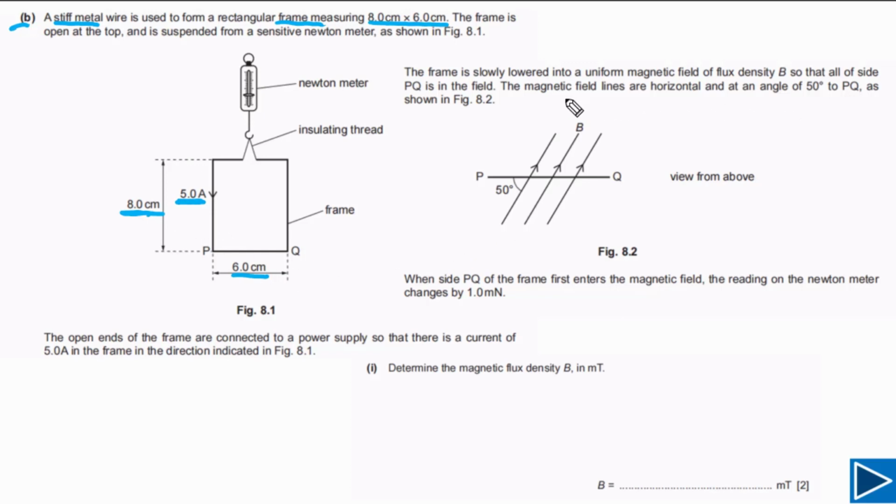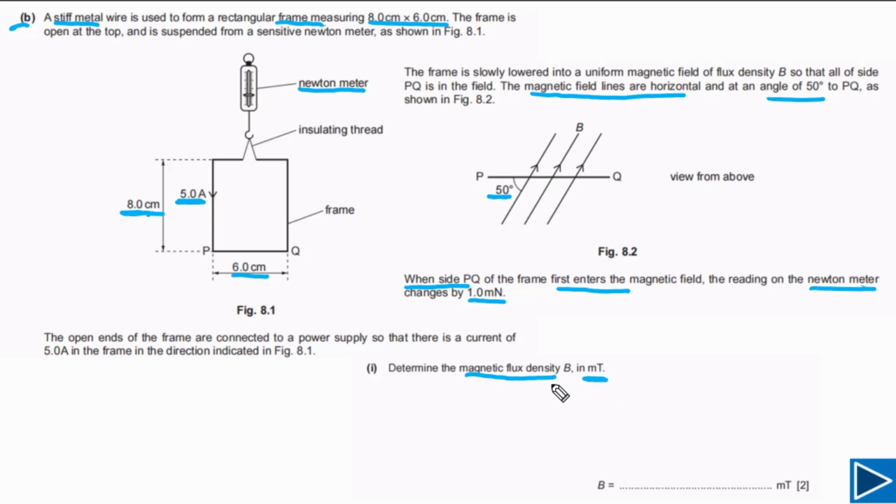It is also given to us that the magnetic field lines are horizontal and the angle between the magnetic field lines and PQ is 50 degrees, as you can see here. So the magnetic field is in the horizontal plane. Very important point. It is also given that when side PQ first enters, means just enters the magnetic field, the reading on the Newton meter changes by 1 millinewtons.